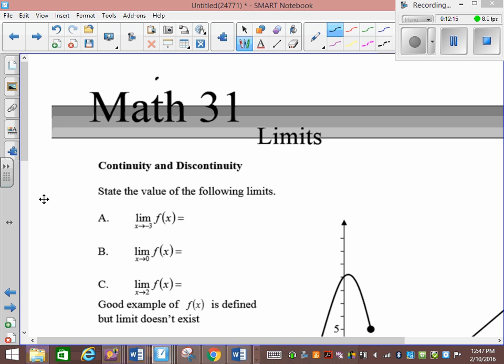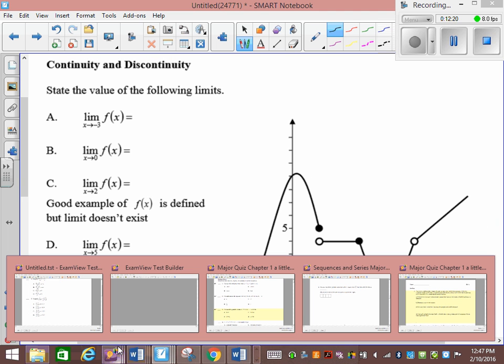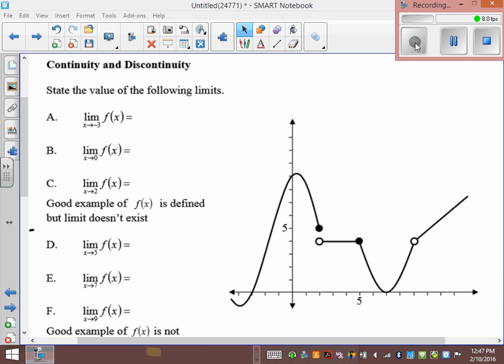Next page. So here's where you can understand it a little better because it's drawn. Okay. So here's not a continuous graph, right? So there are going to be places where the limit does exist and where the limit doesn't exist. So we're going to look at this one. The limit as x approaches negative 3. What I'm going to have to do is approach it from the left, approach it from the right, and see if I get the same value, right?